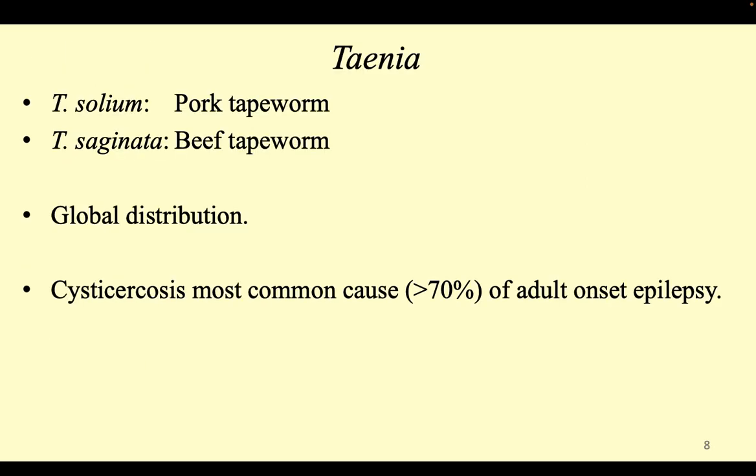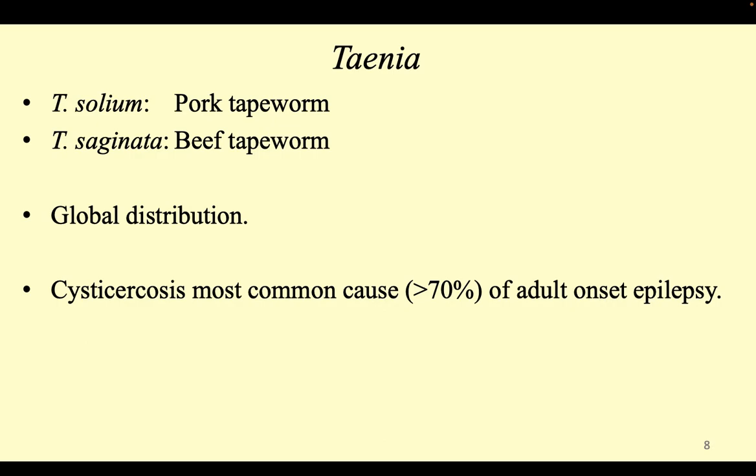Second is tinea. Tinea are further of 2 species and they have 2 important species that infect humans, Tinea solium and Tinea saginata. Tinea solium causes pork tapeworm because it is acquired from consumption of pork, whereas Tinea saginata is known as beef tapeworm because it is acquired by consumption of beef.